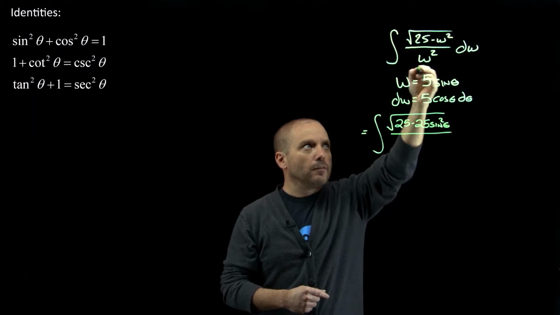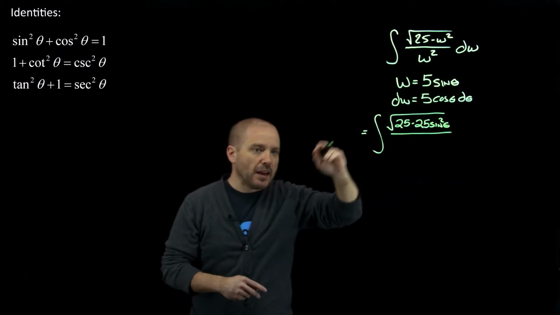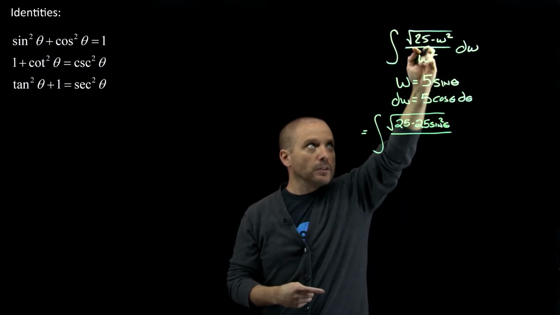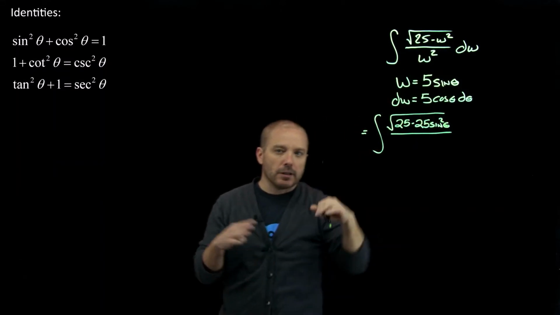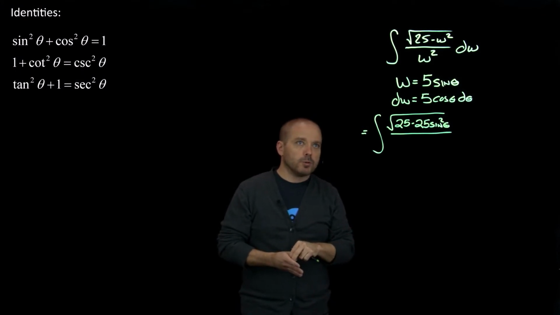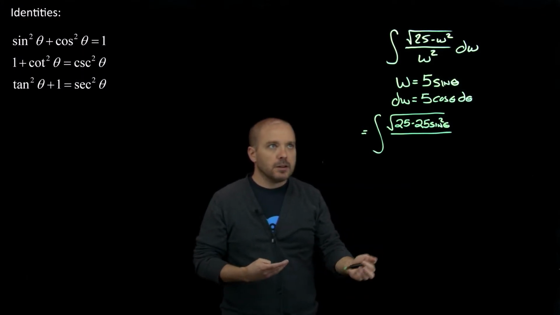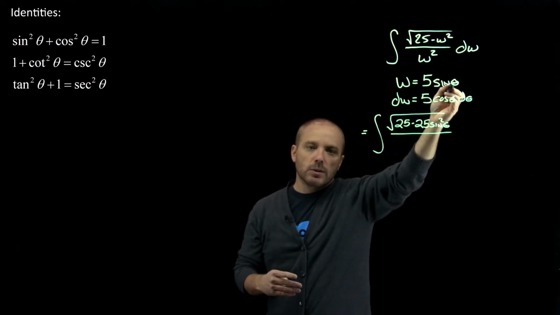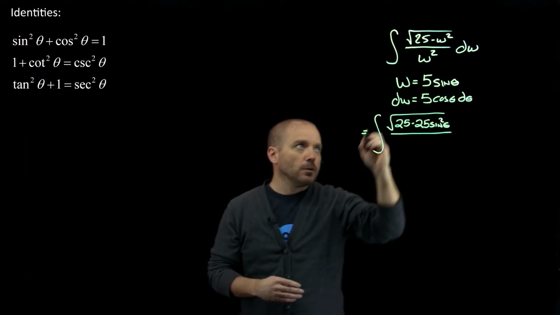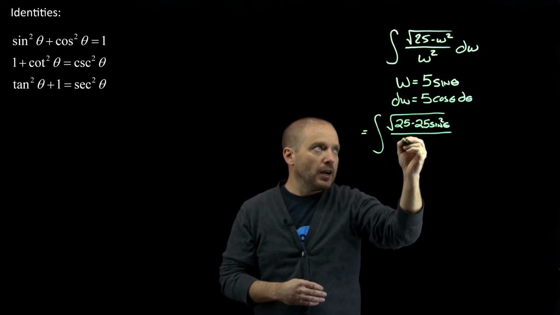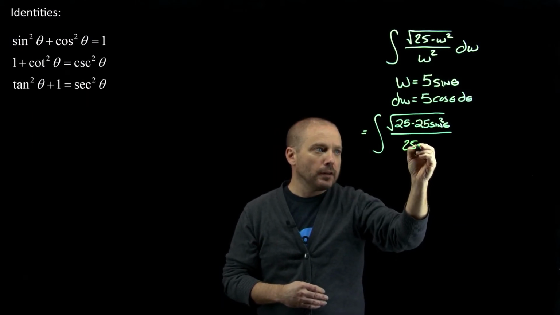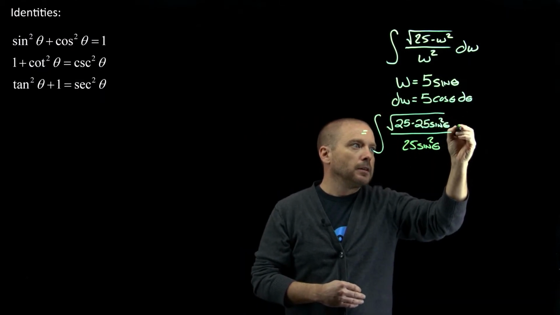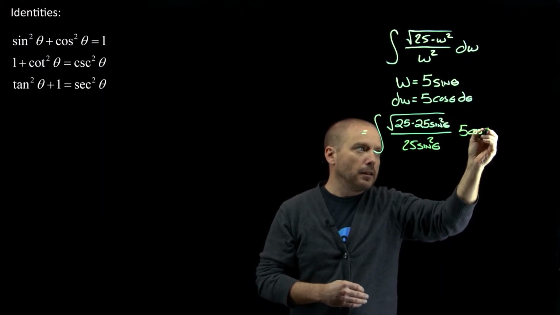Now, there was another w in here, and that really has nothing to do with our decision. Our decision to use 5 sine really had to do with this binomial here. We're trying to get around that square root by having a perfect square. The variable can appear other places as well. It really doesn't affect what you decide for your substitution. So w was 5 sine, so w squared would be 25 sine squared. And then dw is 5 cosine theta d theta.